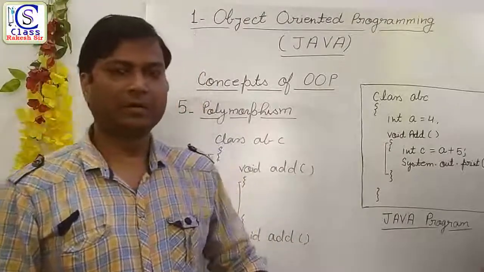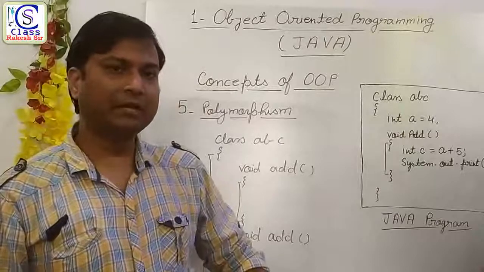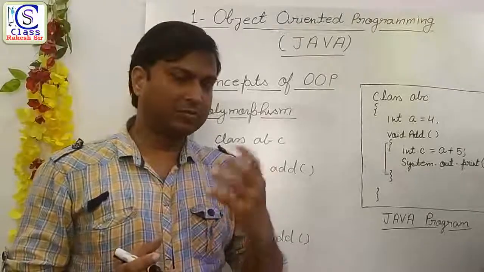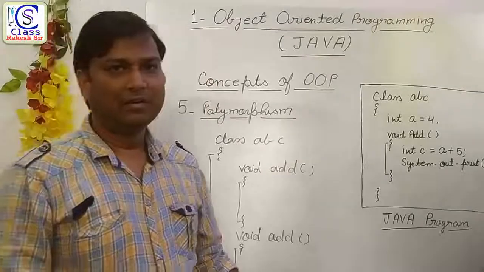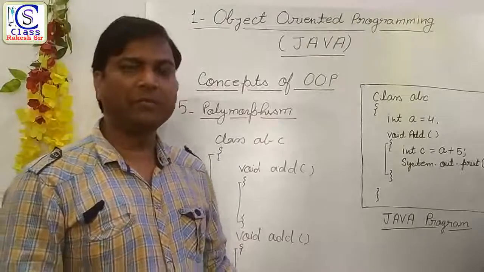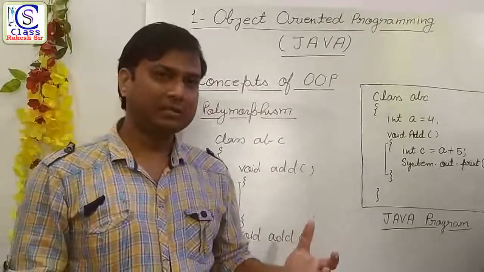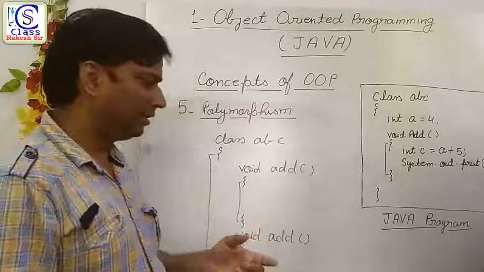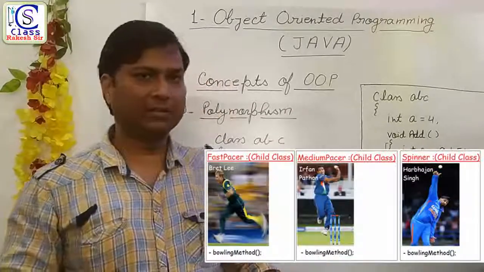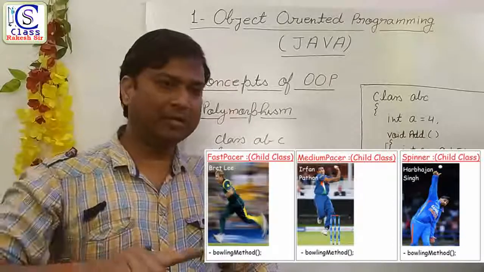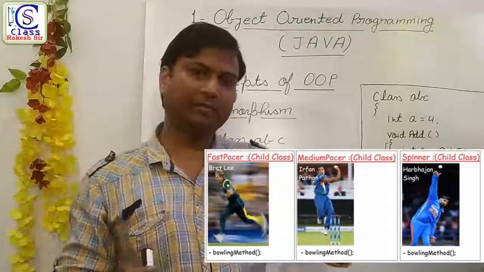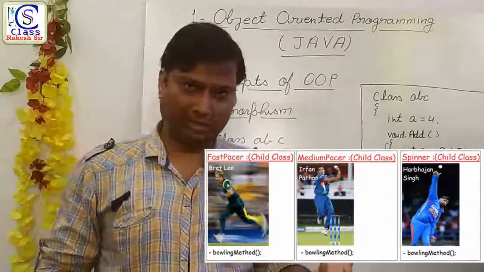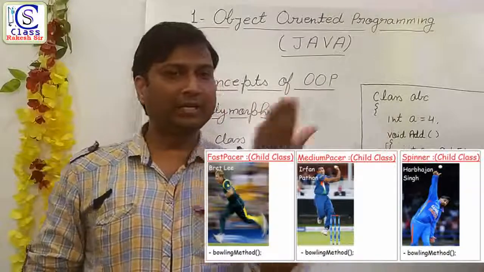What is polymorphism? To understand this technique, first of all I am going to give an example of polymorphism. Polymorphism means to represent any task in many different ways. Let's take an example. Imagine that there is a bowler, and the bowler has different forms. He can bowl spin, medium fast and fast. So a cricketer can bowl in three different forms.